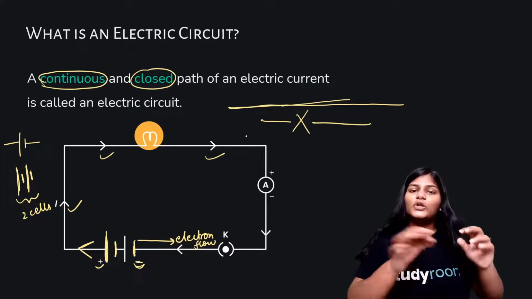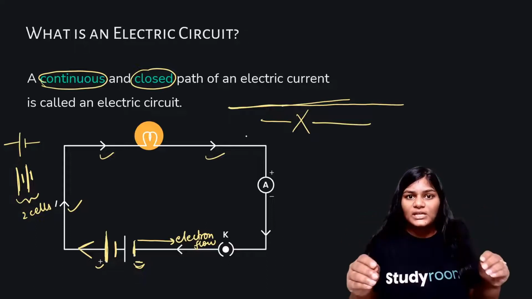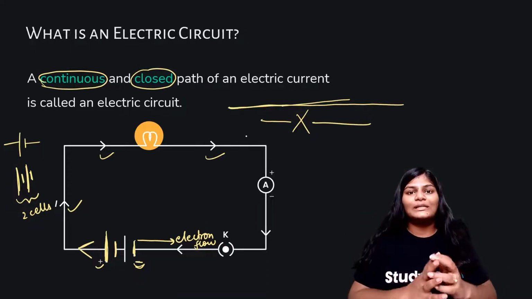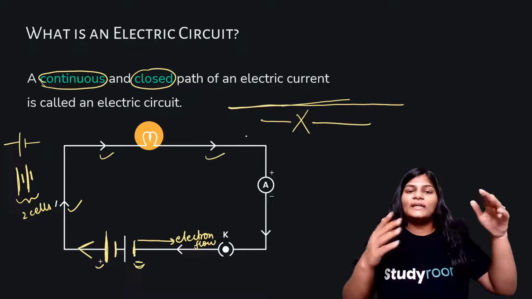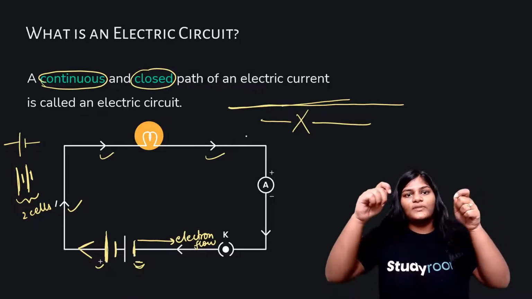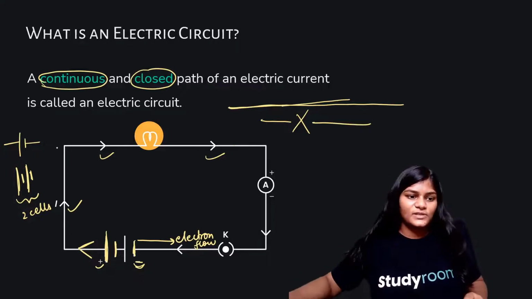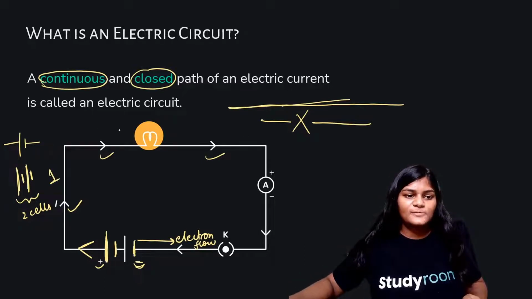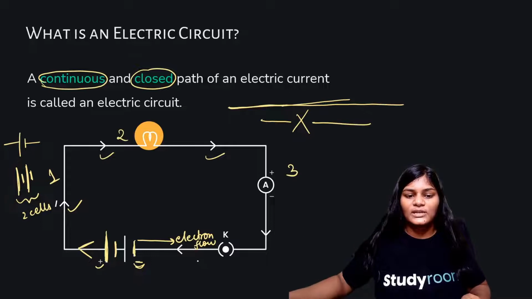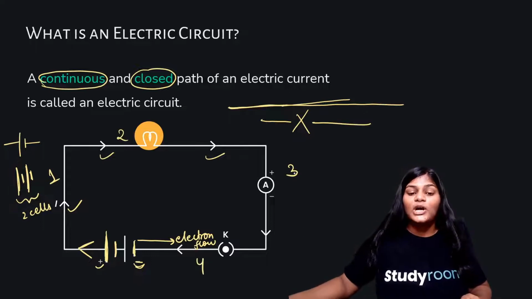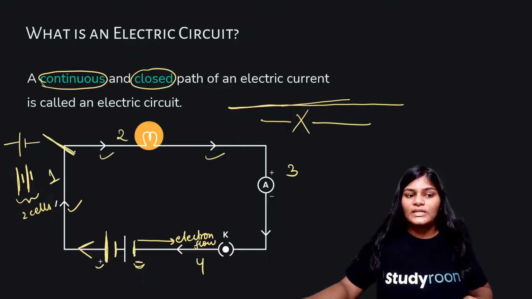So continuous also means that it shouldn't have any breaks in the middle, and closed basically means it shouldn't have any open places. It can't be like one wire is here and one wire is here. Those two wires have to be connected. Like here you can see, if this part is wire 1, this part is wire 2, this part is wire 3, and this part is wire 4, right? So all these 4 wires are supposed to be connected. They can't be disconnected anywhere.